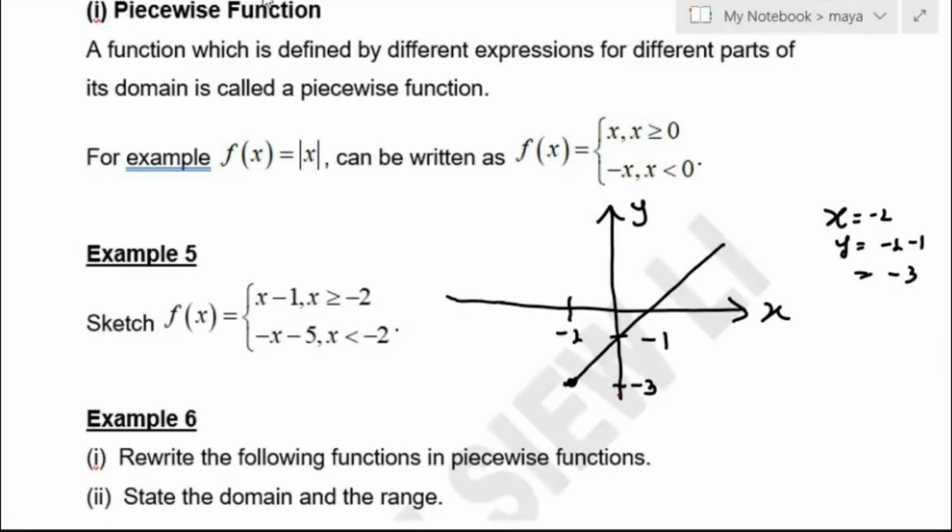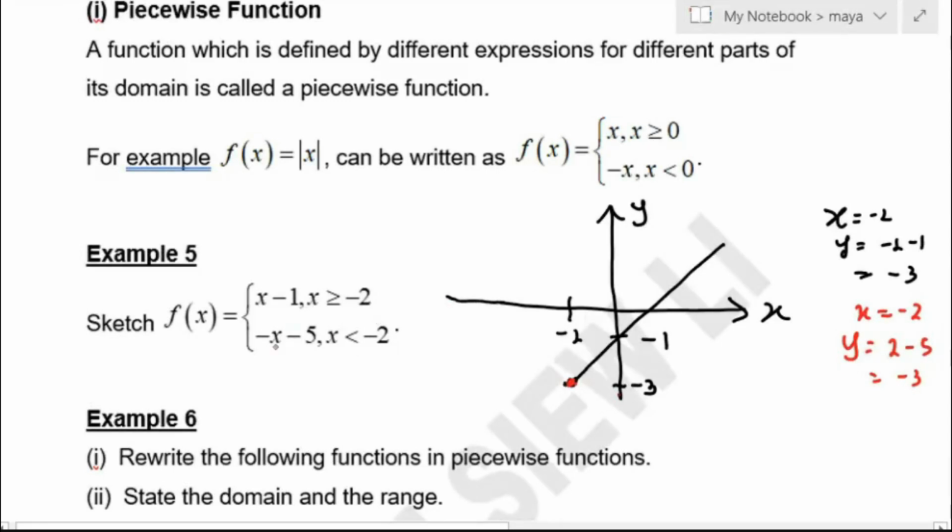Second part, we are going to draw negative x minus 5, for x less than negative 2. I want to find the point first, the point for x equals negative 2. For the second function, it equals 2 minus 5. In a piecewise function, piece by piece is joining at the same point.